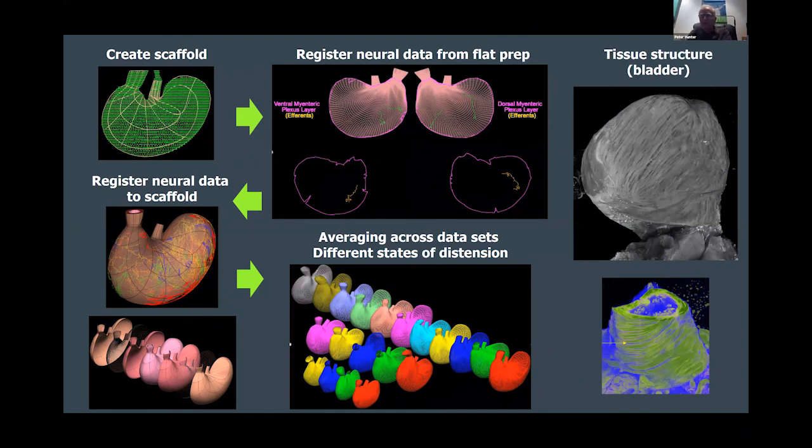Then on the right now is just shown some data from micro CT imaging of the bladder, where we can then bring that type of structural data in, the bladder at the top, the urethra below, into a similar scaffold framework for the bladder.